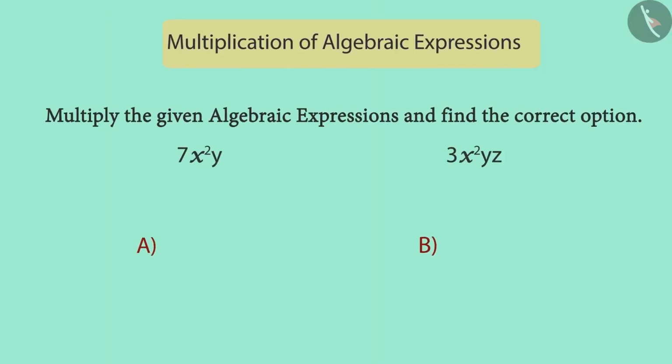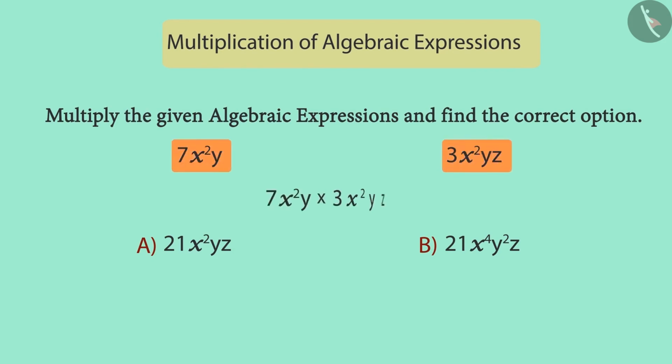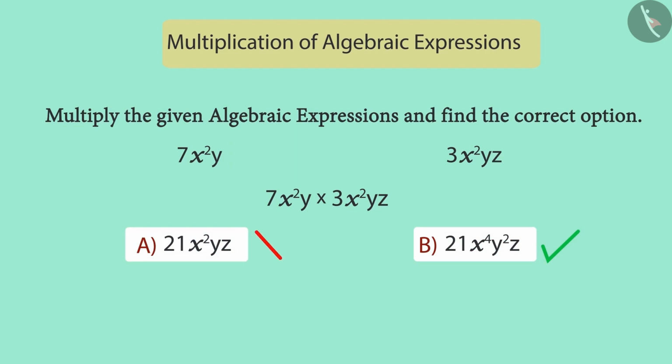Come on, let me ask you a question. Let us suppose we have these two monomials and we are asked to multiply them. What is the correct option? The correct option is B. Now many of us would have answered as option A. But this is not the correct answer.